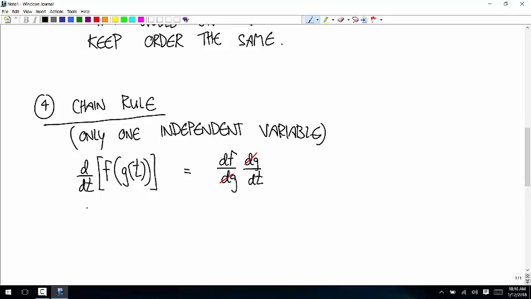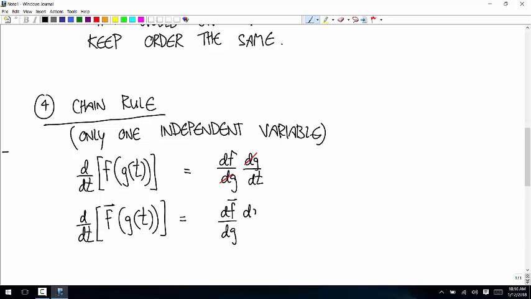For a vector, so what if this function f is a vector, d dt of the vector function f, which is a function of g, which is a function of t, works the same way. So you have the derivative of the vector function f with respect to g times dg dt.